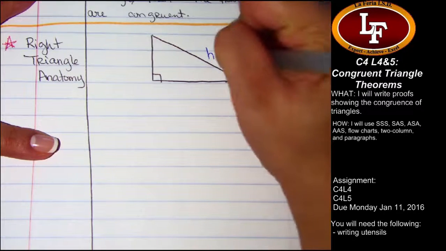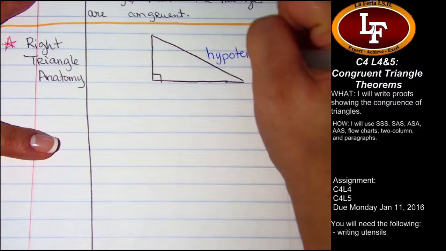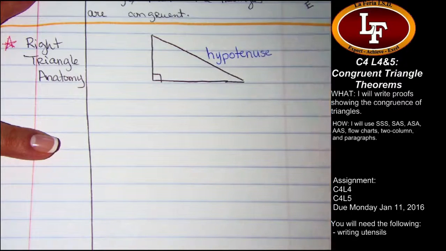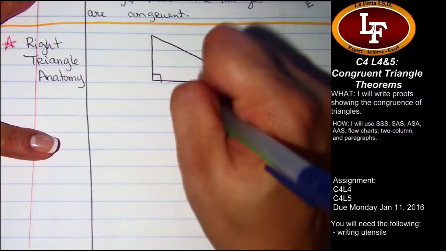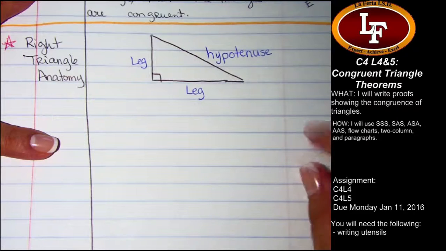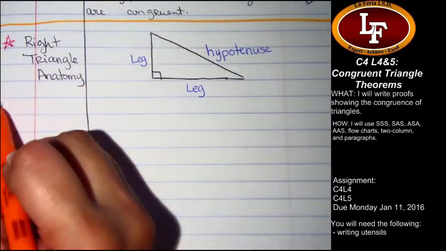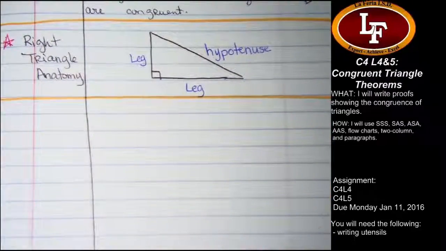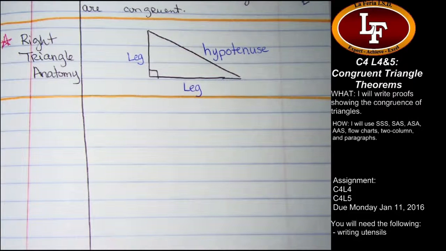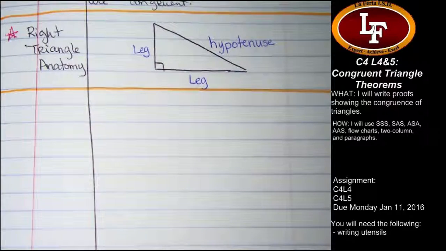The line that is right across from the right angle is called the hypotenuse. The other sides are called legs. That's it. It's the most complicated thing here. It's like college level. Seriously? That's it. This is so hard. How did you come up with this?